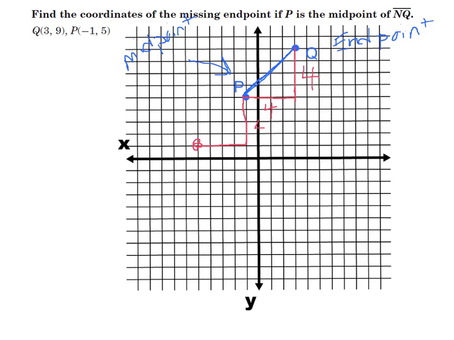So the red line there is my missing portion of the line. And the coordinate of this point is negative 5, 1, which is the exact same answer I got using algebra.